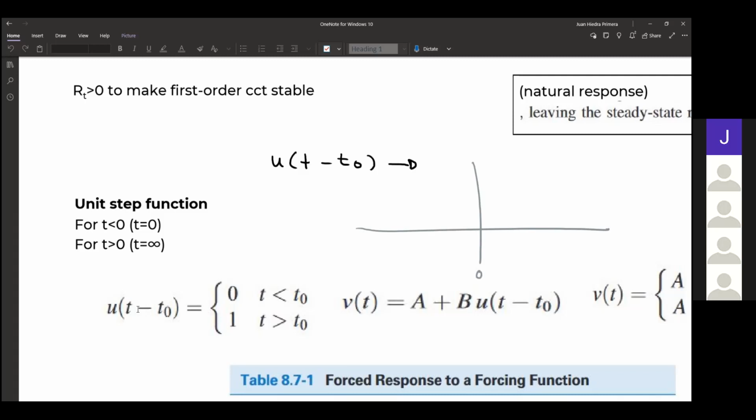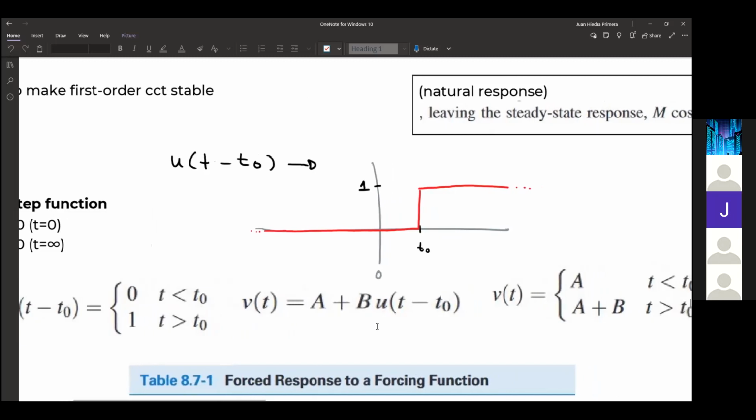If you have a t naught value here, your signal looks like this. T naught, go up, then you have the value 1, and you keep going off to infinity t-wise. So if your t naught value is 0, it's simply a function that before 0, it is 0, and after it is 1.